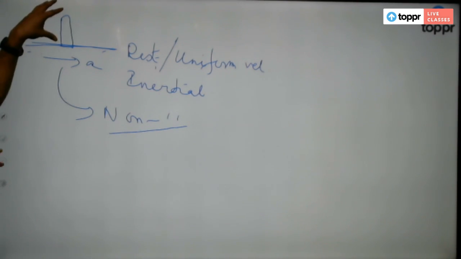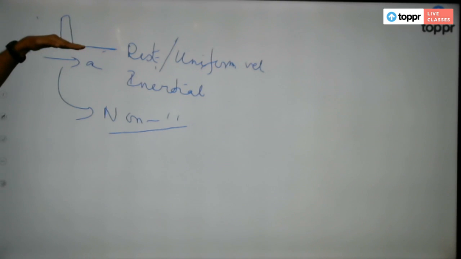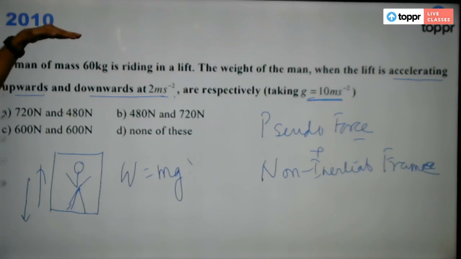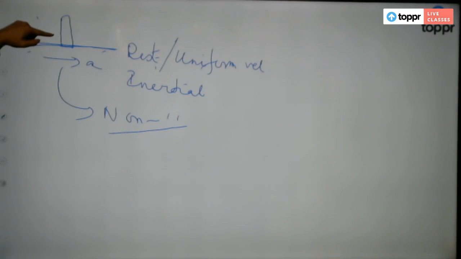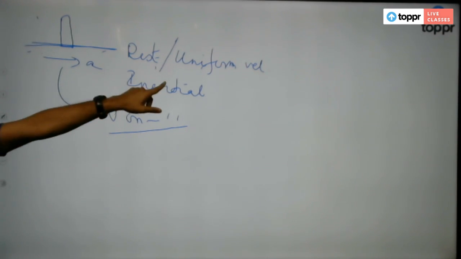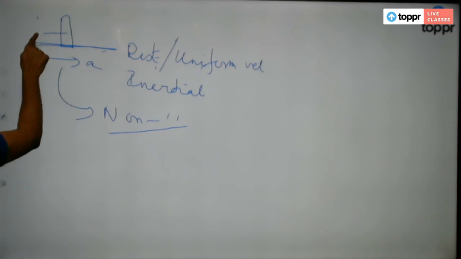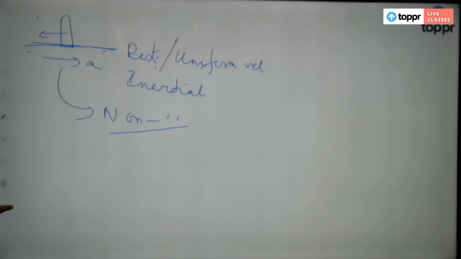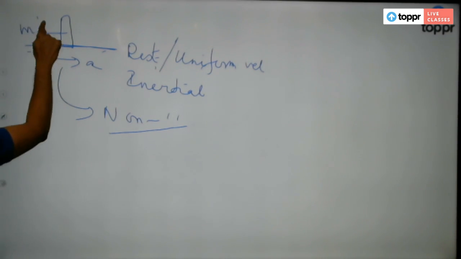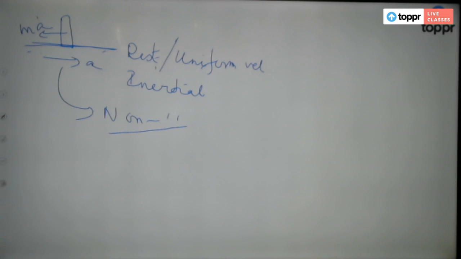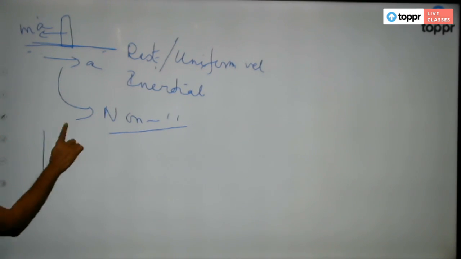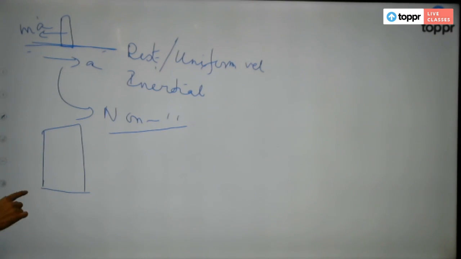When the frame itself is non-inertial, then what happens? All the bodies which are on the frame experience a backward acceleration with which the frame is moving. So the body experiences a backward acceleration. The force will be what? If the body's mass is m, it is nothing but ma. Right? With this concept, if we try to see the lift problem, what will happen?